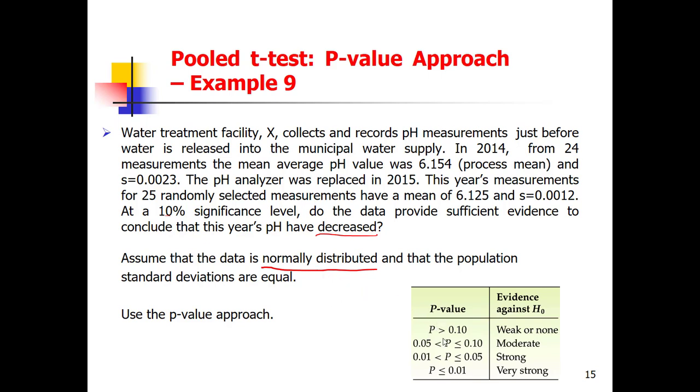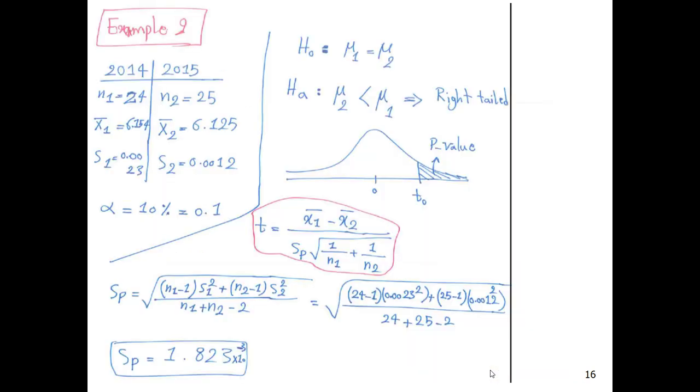If you get a p-value bigger than 0.1, the evidence against the null hypothesis is weak or none. If smaller than 0.01, it is very strong. In this case the evidence is very weak, and in this case the evidence is very strong. So now let's see what we have to do. Actually, I solved this example by myself and scanned it. I put it here for you.